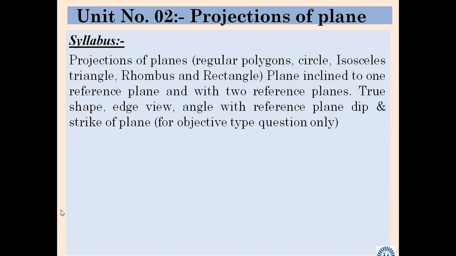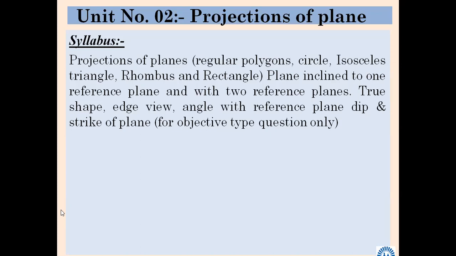Projection means to draw views, we have seen. So in the first chapter we are going to see projection of planes. Then regular polygon. Have you heard this word, regular polygon? What do you understand from it? All sides of the same length. Very good. Regular means all sides are equal. This word is very important in this chapter.